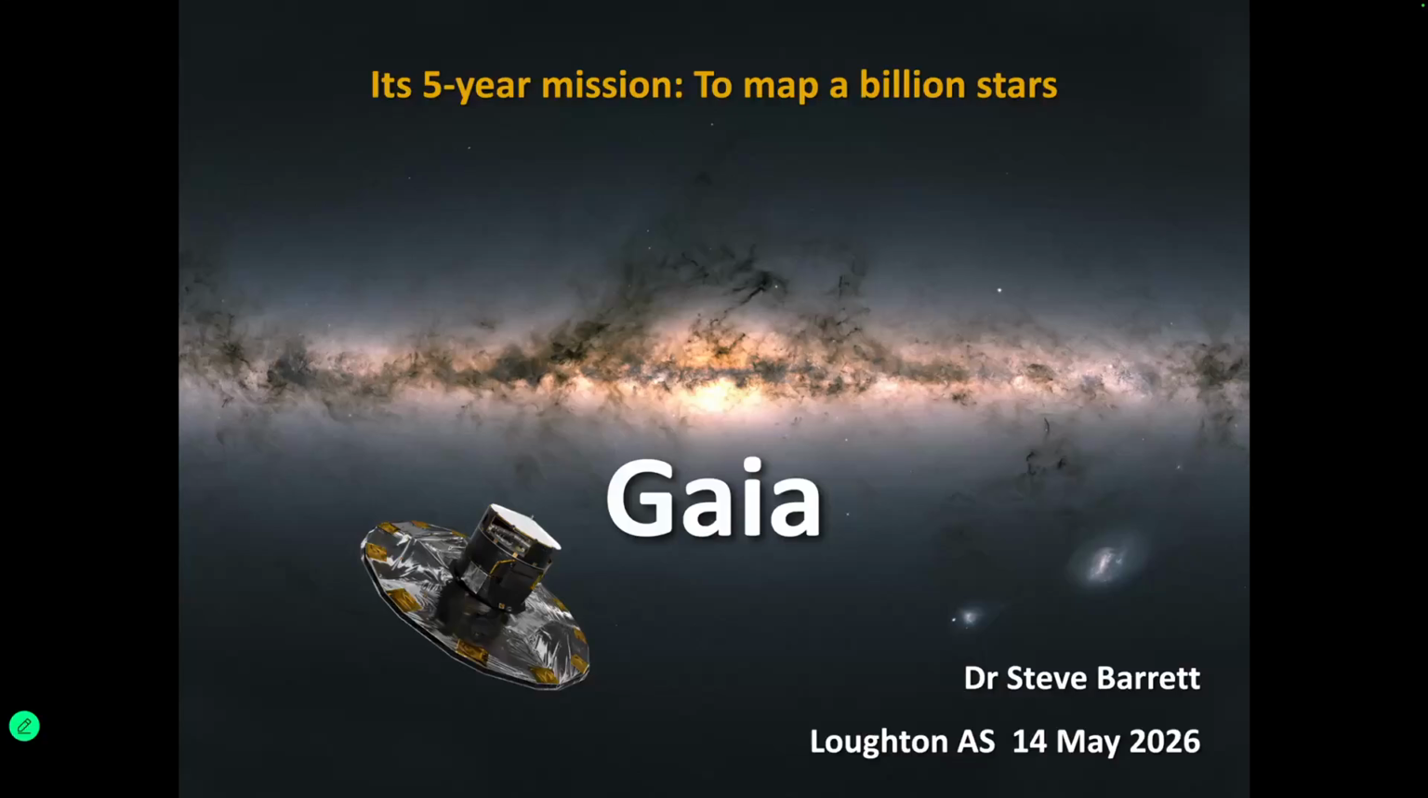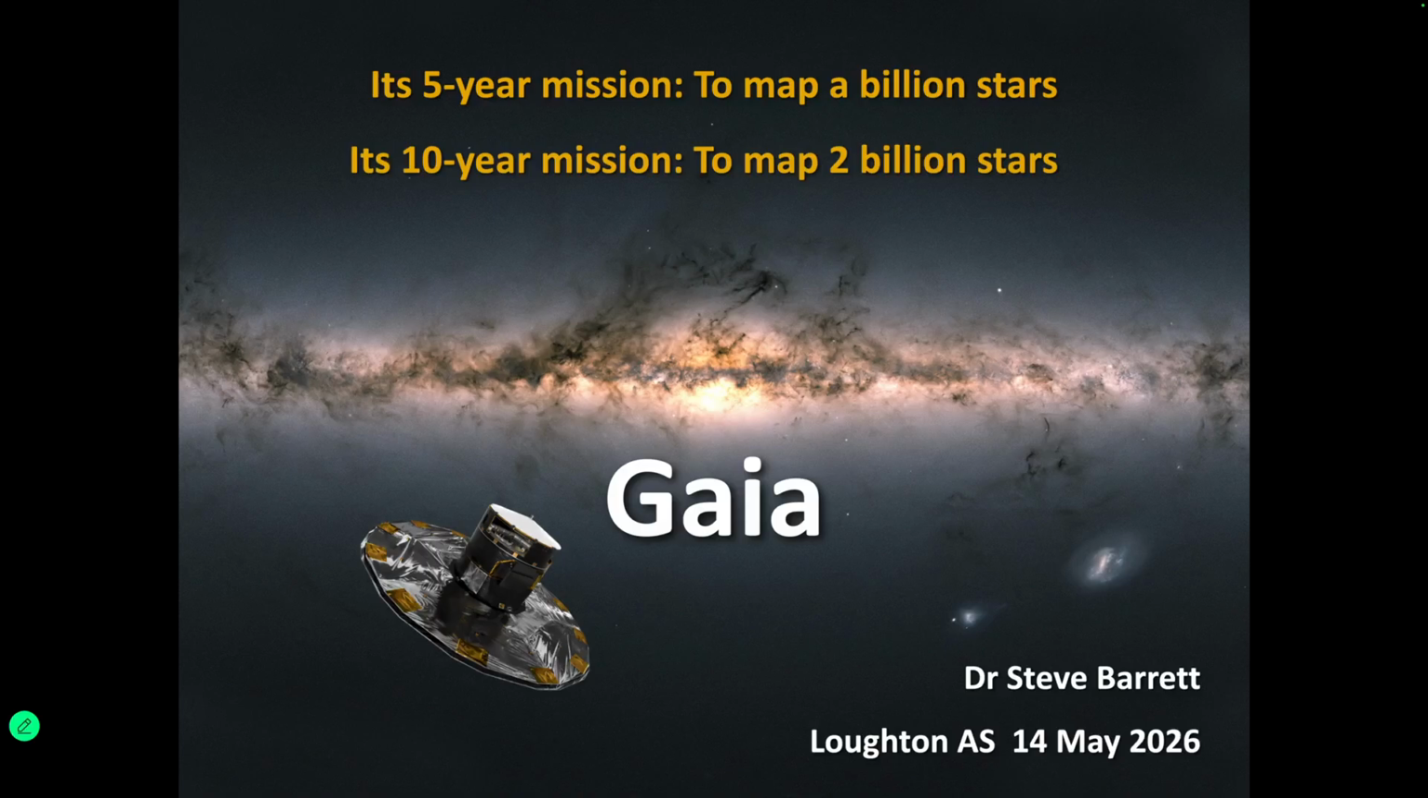Good evening, Loughton. This is Gaia, and you can see there its 5-year mission was to map 1 billion stars. It did that so well, they changed its mission to a 10-year mission to map 2 billion stars.